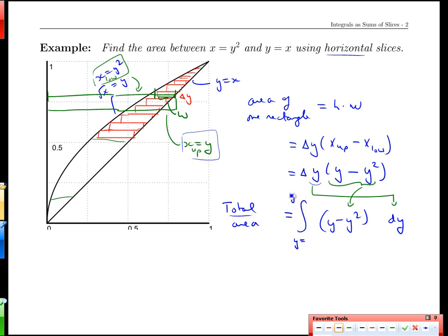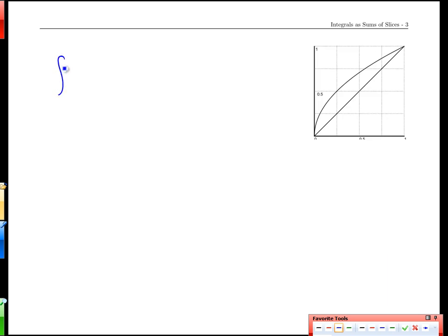And the last little piece is to recognize what the limits of integration are. We have y here, and we're going to go from y equals something to something. Well, on the graph here, it's pretty clear that we're going from y equals 0 up to y equals 1. The integral from 0 to 1 of y minus y squared dy.